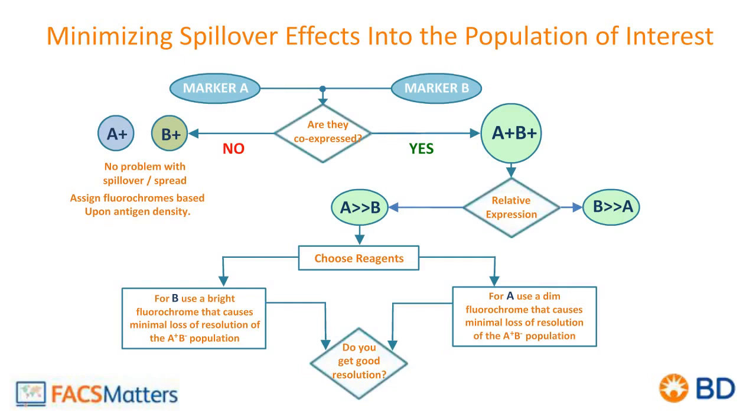So you now have chosen your reagents, you run your assay, and you look and you go, did I get good resolution? If you did, great, success, you've now achieved your assay. If you didn't, you now need to go back and choose your reagents. But you want to wisely choose. You want to understand why the reagents that I chose did not give me the results I wanted. And that's where you can really begin to up your game in terms of panel design.